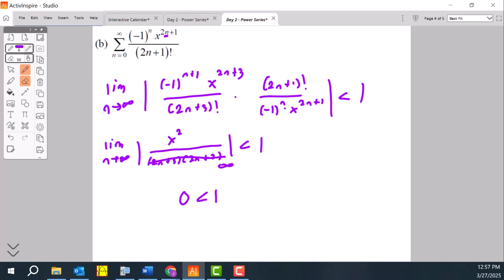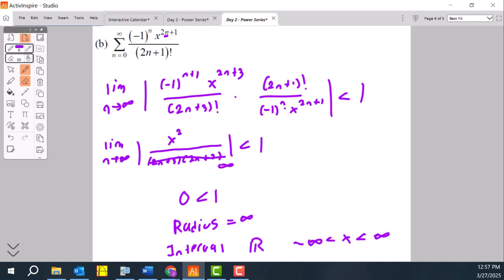And we said earlier, 0 is less than 1. That's a true statement, no matter what value of x we put in. So our radius is infinity, and our interval would be all real numbers. Or you can say from negative infinity is less than x is less than infinity. I don't like that way as much. I like just writing all real numbers.